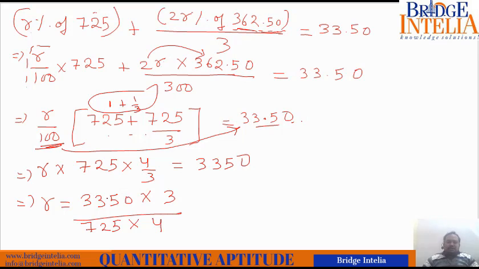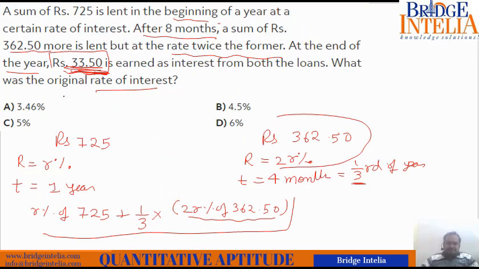So I think both these are multiples of 25. So there is chance that they will cancel out. So let's see. I'm trying to cancel these two numbers by 25. Okay, anyways, if you calculate this, this comes out to be equal to 3.46%. Fine.